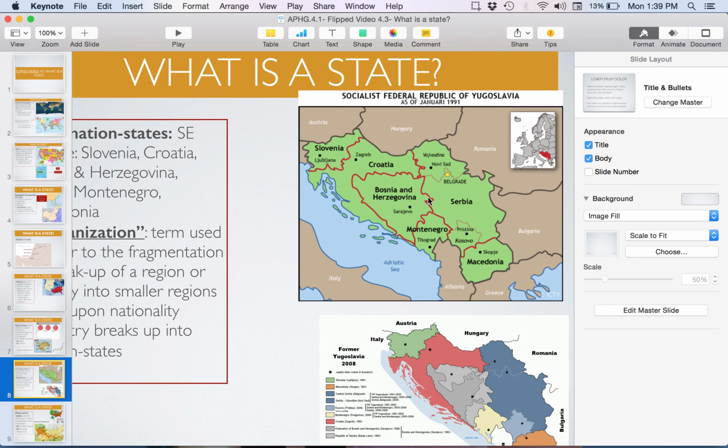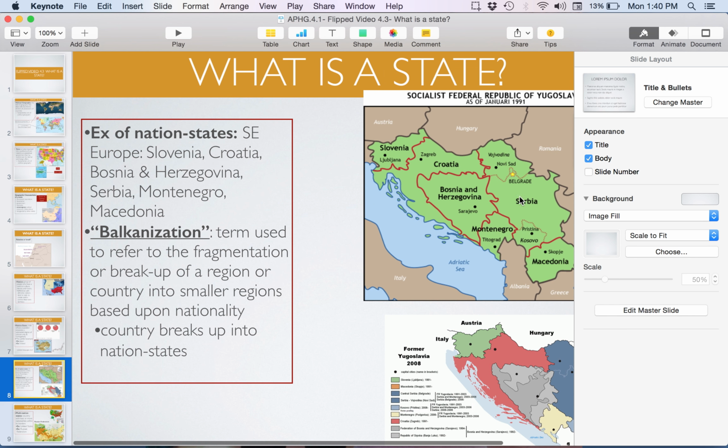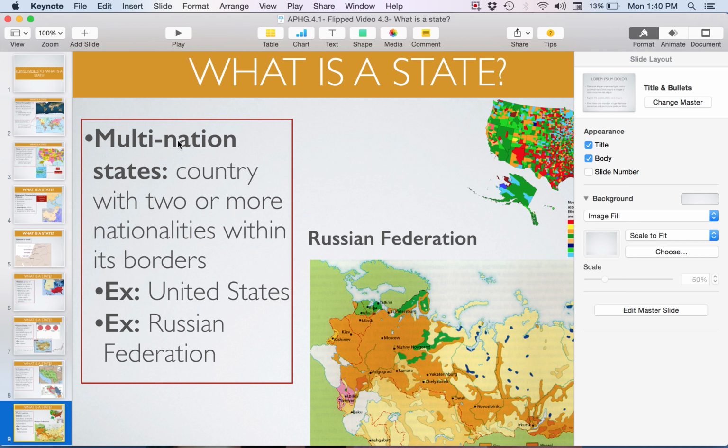The Serbs live in Serbia, the Bosnians live in Bosnia and Herzegovina, the Croats live in Croatia, and so on and so forth. What happened to Yugoslavia, where a country falls apart and fragments into smaller regions that are all based upon nationality, is called Balkanization. That's a term we'll come back to. But I want to introduce this idea that Yugoslavia fell apart into what are now known as nation states, because we've got one country and one nationality in one place. Nation state is this theoretical example. What's much more common is what are known as multi-nation states and multi-state nations.